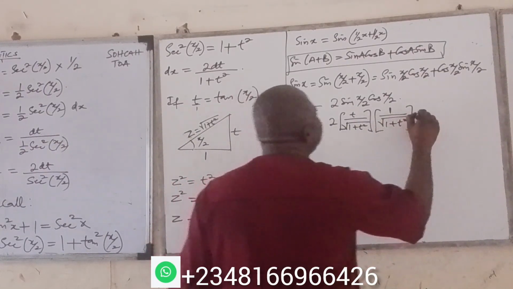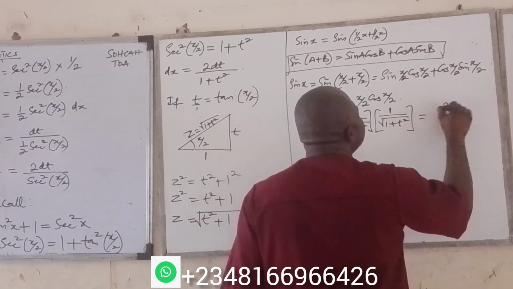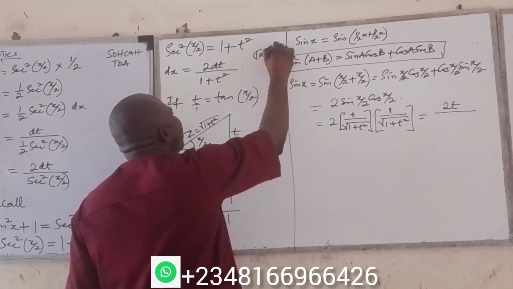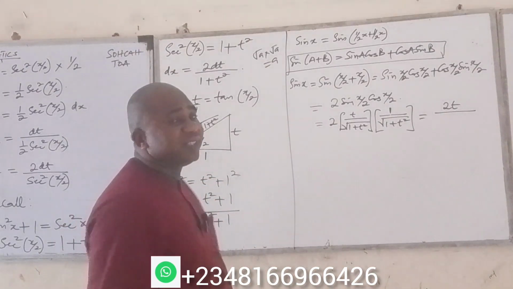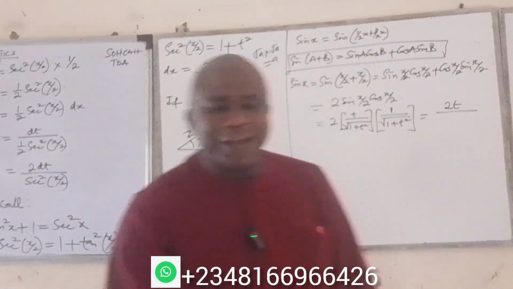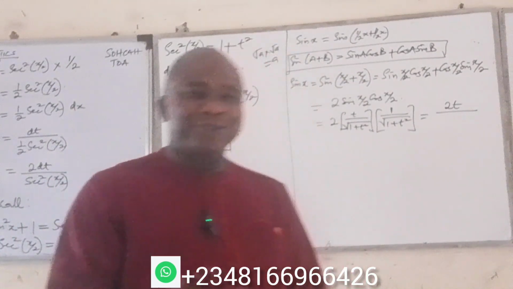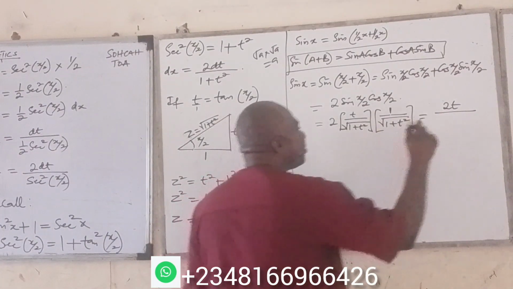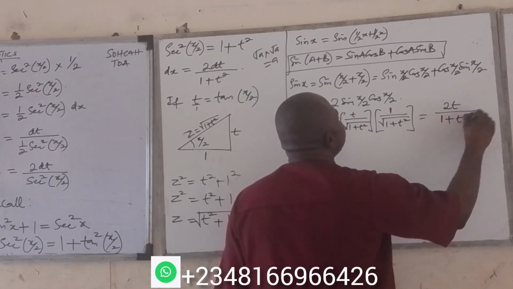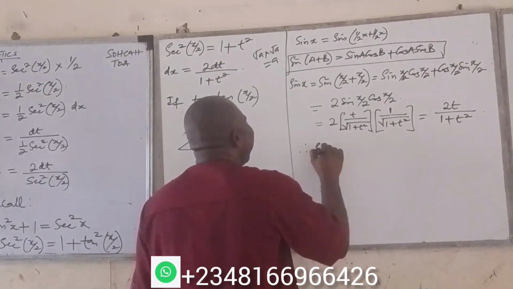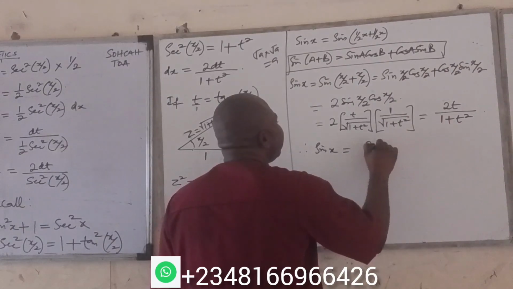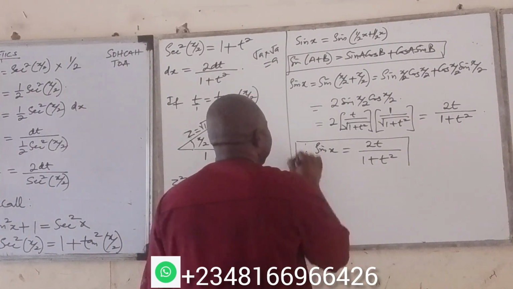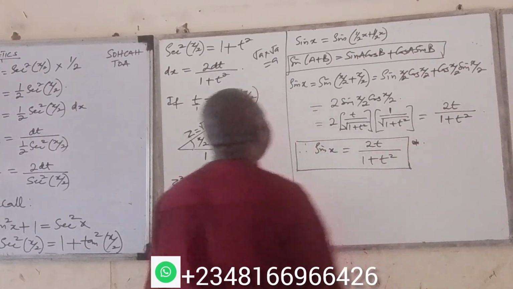So the whole of this now will give us 2 times t times 1, that's 2t, divided by, remember, the square root of a times the square root of a is equal to a. The square root of 5 times the square root of 5 is 5, and the square root of 100 times the square root of 100 is 100. It means the square root of 1 plus t square times the square root of 1 plus t square is 1 plus t square. So therefore, sine x is equal to 2t over 1 plus t square. Now let's take note of this.